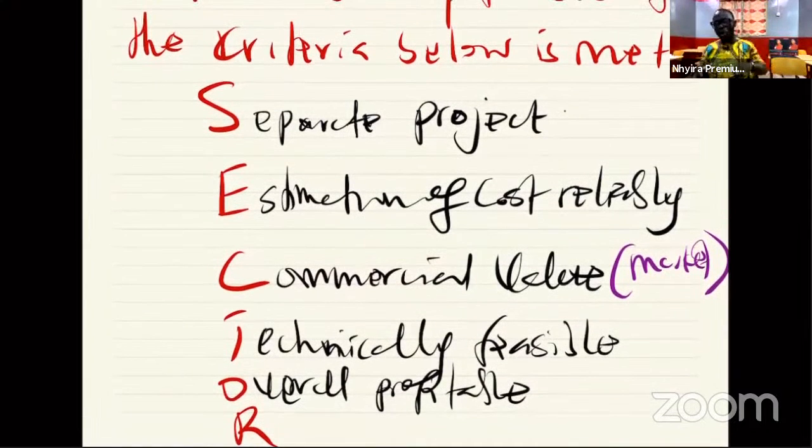And then O means overall profitable, meaning that the fact that there is a ready market for the product does not mean that we are actually going to be profitable with the product. So we should be profitable on the product. And R means there should be resources available to complete.